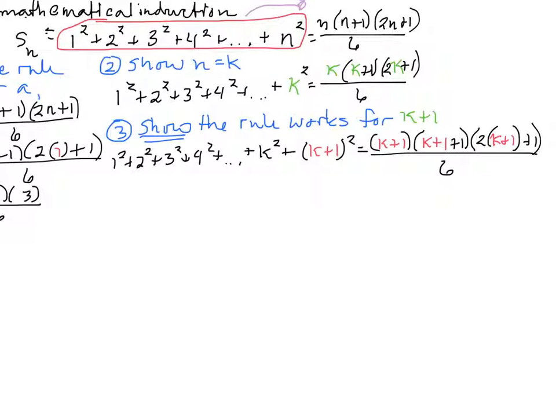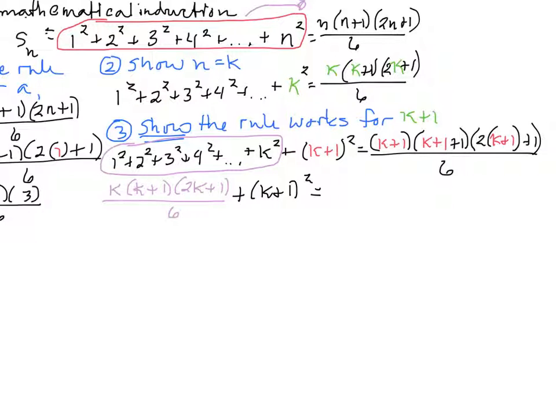So what does all of this get replaced with? All of that gets replaced with k times k plus 1 times 2k plus 1 all over 6. Then we have plus the k plus 1 squared equals. So we just simplified that whole sequence. We got rid of all the pluses and the dot, dot, dot. And on the right side, we're going to simplify anything that's in these parentheses, as much as we can as we go.